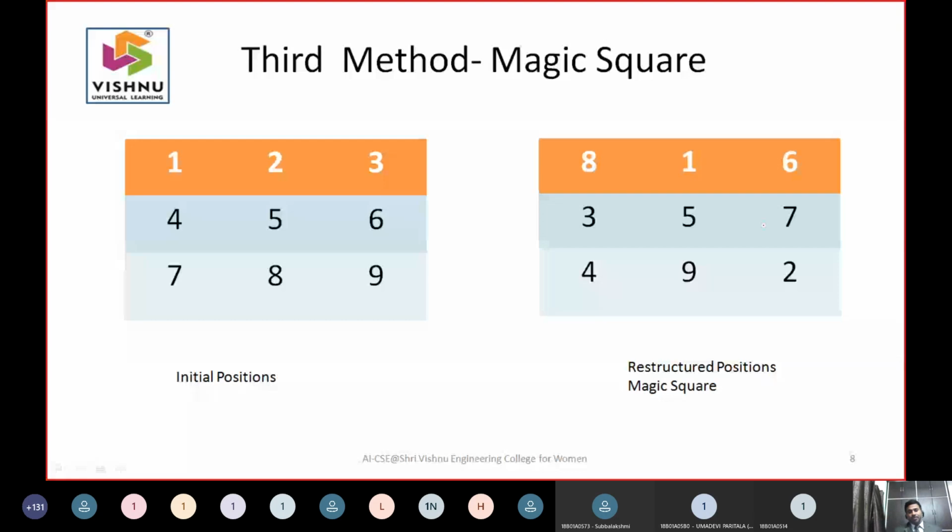So now at this point I need somebody to differentiate the first two methods and the third one. What is the difference between the first two methods and the third method? Can somebody tell me? In the third method, we are dealing with positions, not with the values. Position changes. Is it right? What you said is right.